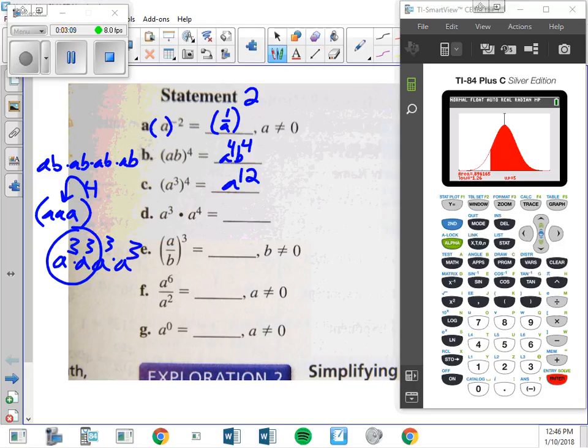If I have, look at C, A to the 3rd times A to the 4th, that is A to the 7th. Because the first one has 3 A's, and the second one has 4 A's, and it's all multiplication. A to the 3rd times A to the 4th is A to the 7th, because if I count them up, I would get 1, 2, 3 here, 4, 5, 6, 7, A to the 7th.